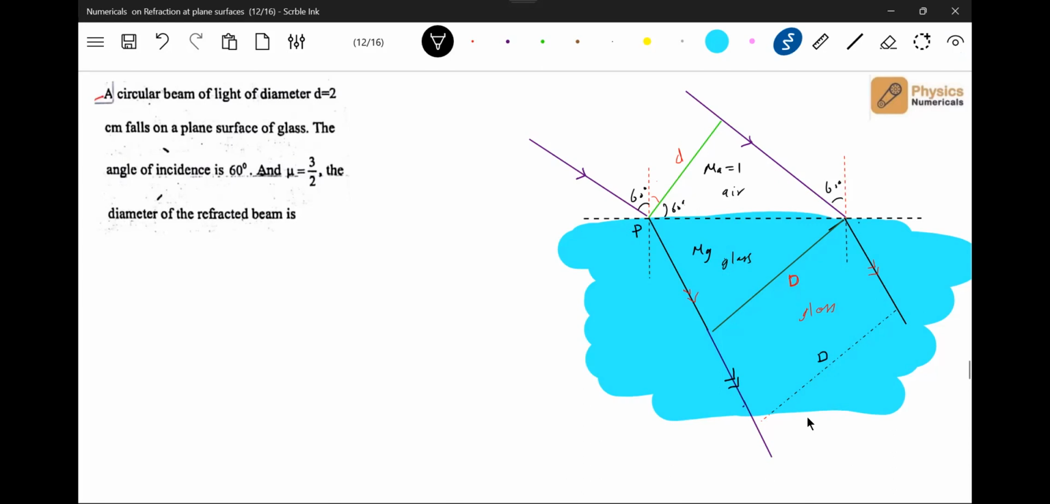Okay, this will be P, Q. This will be perpendicular. This is the angle of refraction, R. So applying Snell's law, mu A sine 60 should be equal to mu G into cos R. 1 into root 3 by 2 equals 3 by 2 cos R. So cos R is equal to 1 by root 3. This angle should be R.